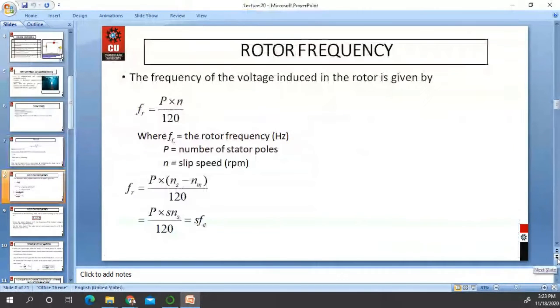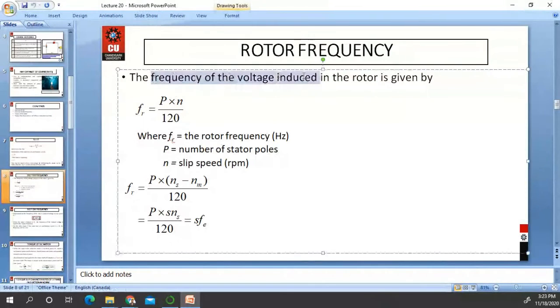So this is the rotor frequency. Rotor frequency is represented by P into N divided by 120, where Fr is the rotor frequency, P is the number of stator poles, and N is the slip. So we can calculate the rotor frequency using this formula. Clear? Any doubt till now? Quickly give your response.